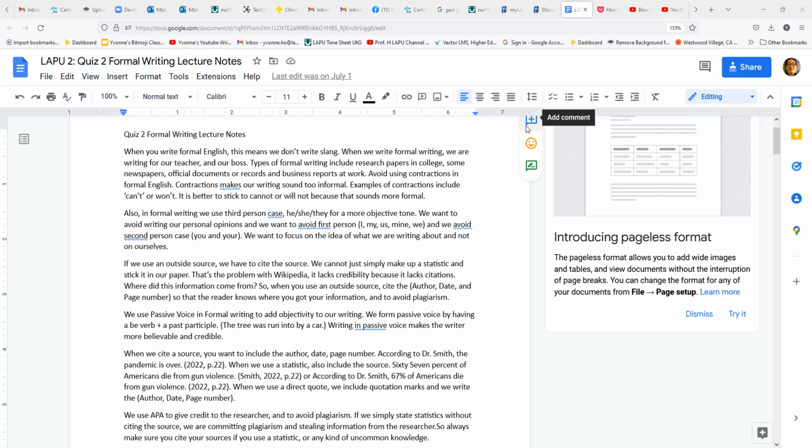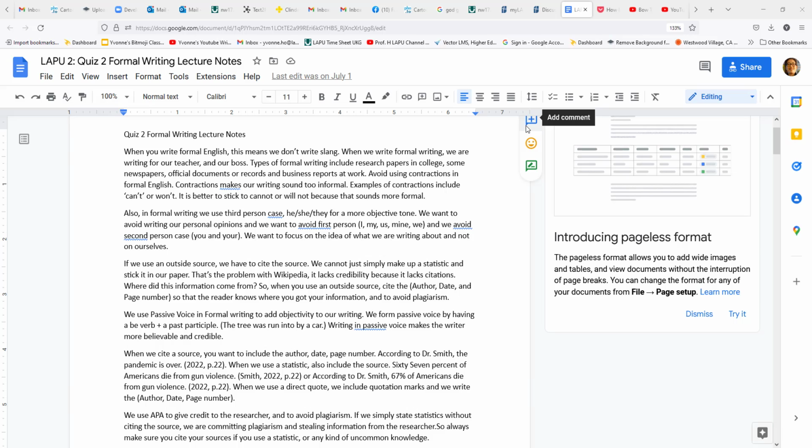Week 2 quiz, formal writing lecture notes. When you write formal English, this means that we don't write slang. When we write formal writing, we are writing for our teacher and our boss. Types of formal writing include research papers in college, some newspapers, official documents or records and business reports at work.